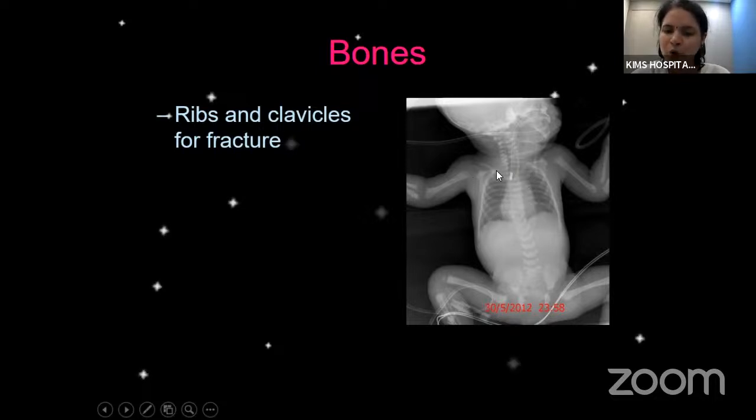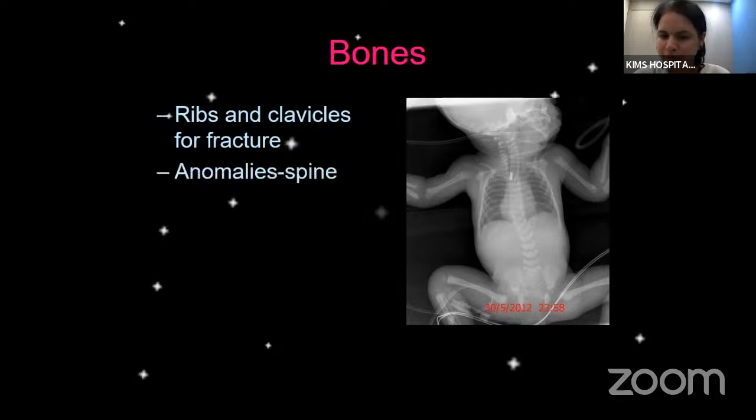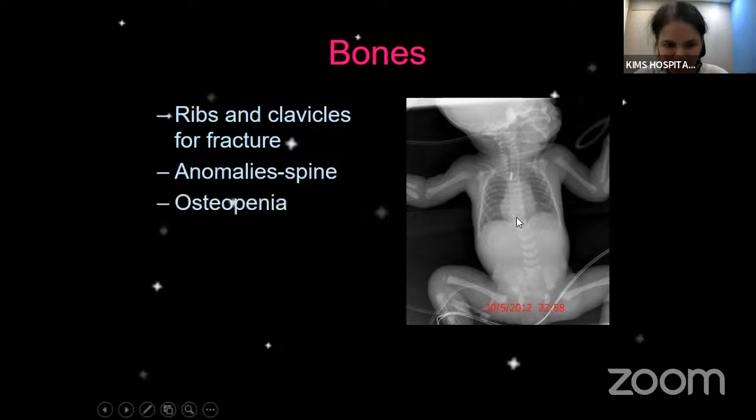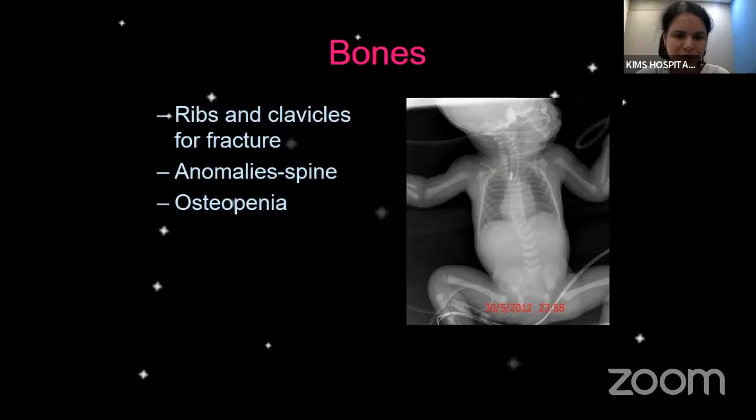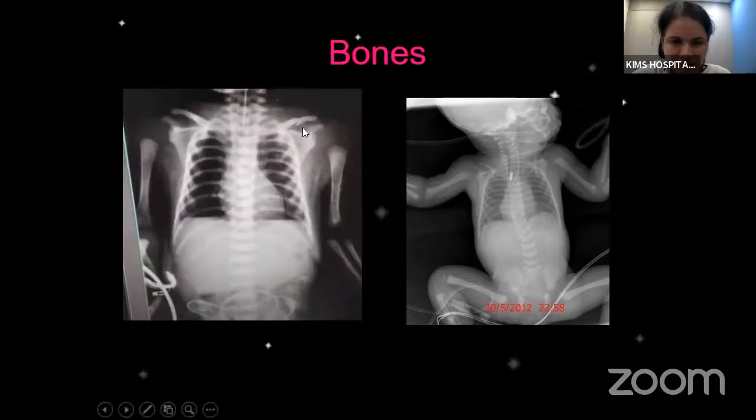And we would also be able to comment on the clavicles as well as the humeri in a routine chest X-ray. So ribs, clavicles, particularly for fracture, this is something that we should not be missing, and also for spinal anomalies. So this particular baby you can see has a thoracic hemivertebra. The other findings that we may be able to see would be osteopenia. So this is an X-ray of a baby wherein when we look closely, we will be able to see that there is a fracture of the left clavicle.